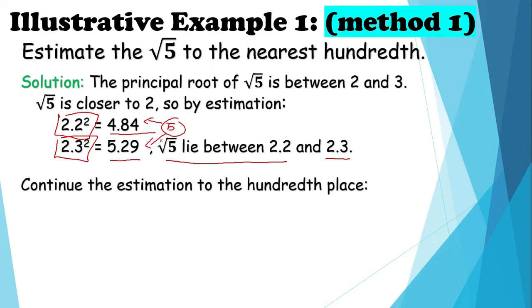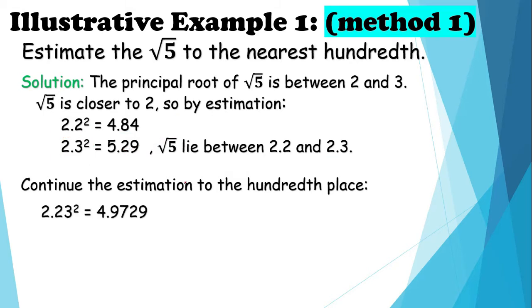Continue the estimation to the 100 place. So, tapos na tayo dun sa tens place, dun na tayo sa hundreds. We have 2.23 hundreds squared equals 4.9729 10,000s or 4.9729. So, mapansin natin, napakalapit na niya sa radicand natin which is 5.